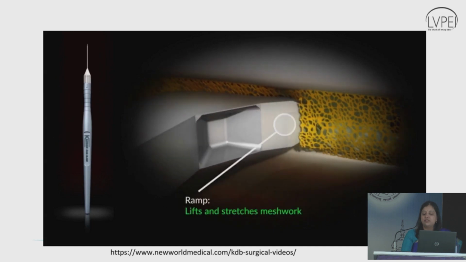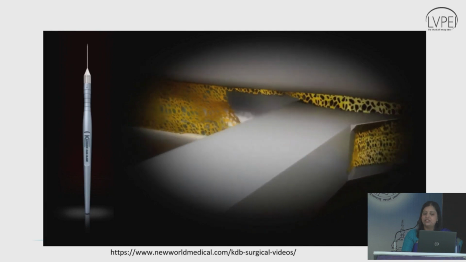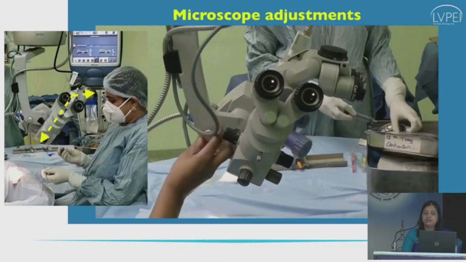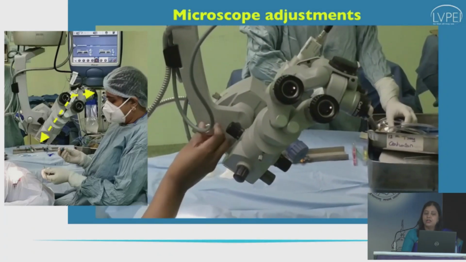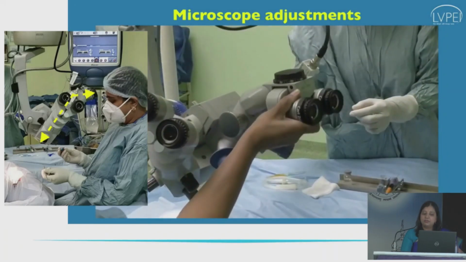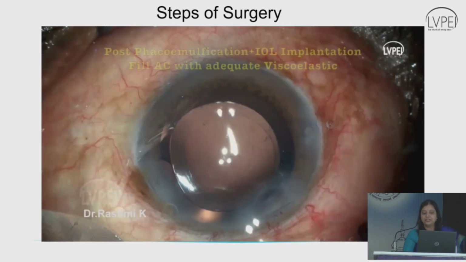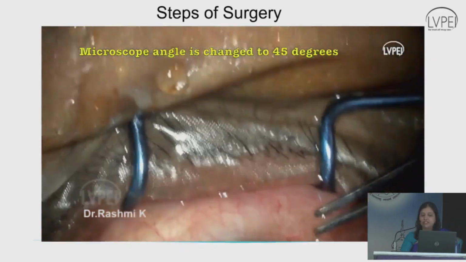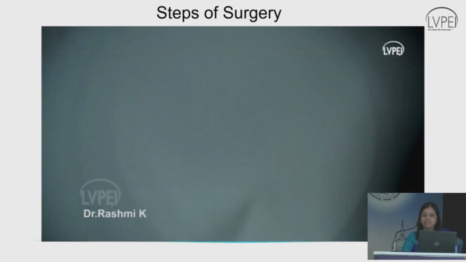KDB has a tip which pierces, there is a ramp which elevates, and there are dual blades which cut the trabecular meshwork. Microscope adjustment is very crucial. We need to have around 35 to 45 degrees of angulation, of both the microscope and the eyepiece and the patient's head. So the patient's head has to be turned away from the surgeon. So this is a patient. Usually the results are better if we combine it with cataract surgery. Some do it before and some do it after. I prefer to do it after surgery.